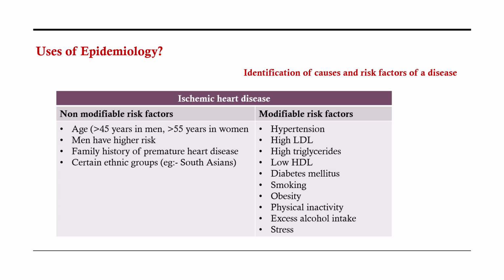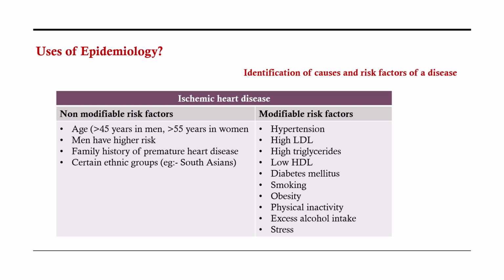Now we can go through the next use of epidemiology. Epidemiology helps in identification of causes and risk factors of disease. There are so many risk factors for a disease. For example, for ischemic heart disease, there are many risk factors. Some are known as non-modifiable risk factors, those which cannot be modified. Some are modifiable risk factors, which can be modified according to lifestyle changes and exercise.